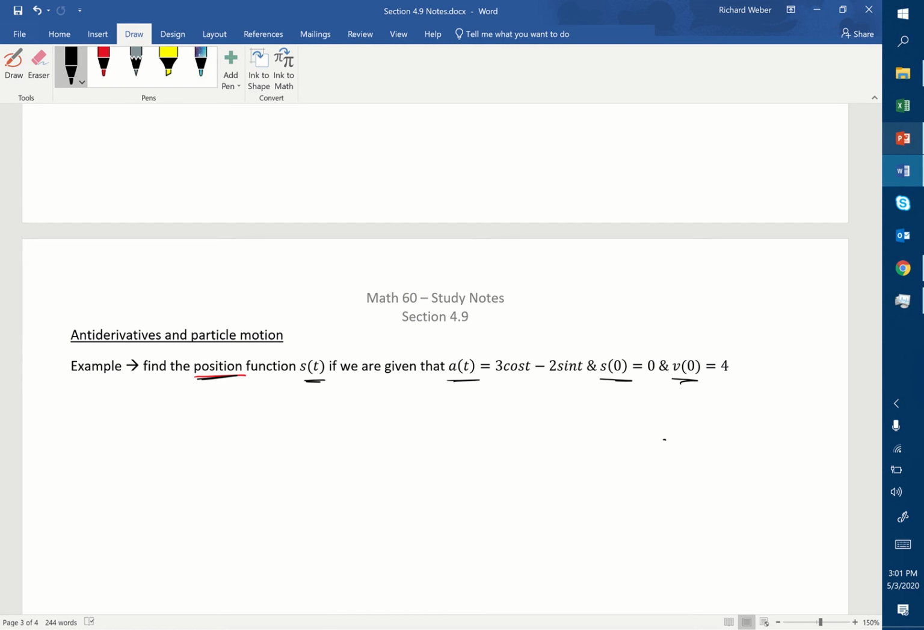If you're given s of t, and you want to find the velocity function or the acceleration function, this might be an old memory for you, but to do that, you derive, right?